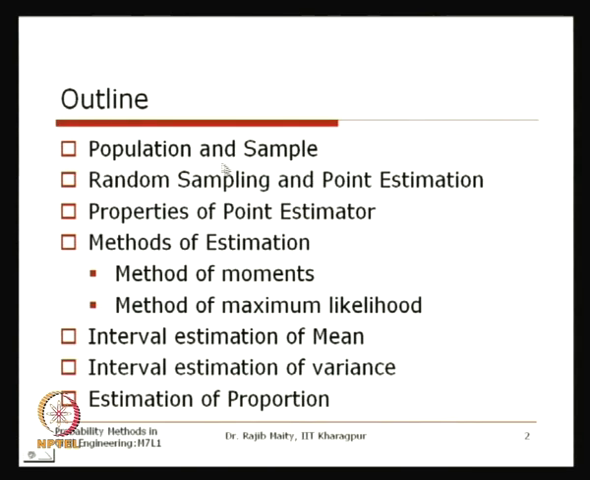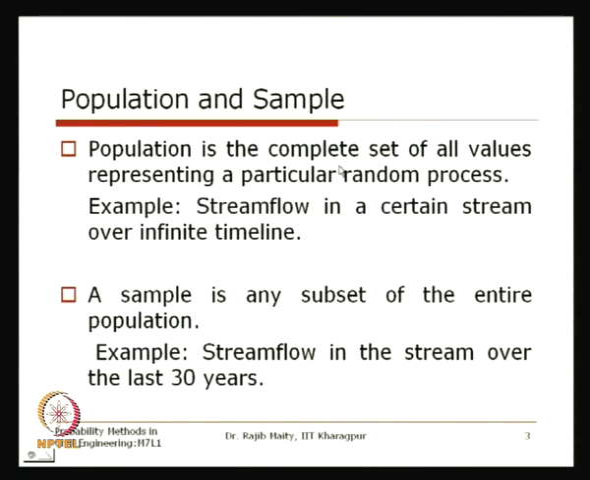So to start with, we will begin with the concept of population and sample. The population is the complete set of all values representing a particular random process. When we talk about all values which represent a particular random process, that means it should include whatever the possible range is, everything.